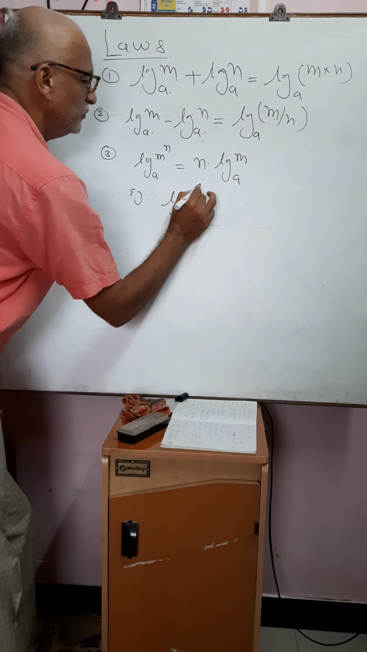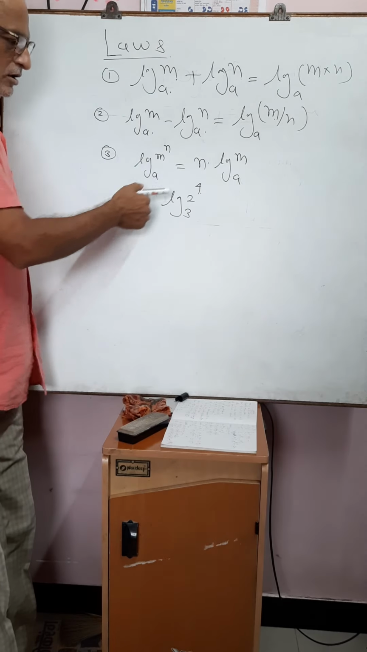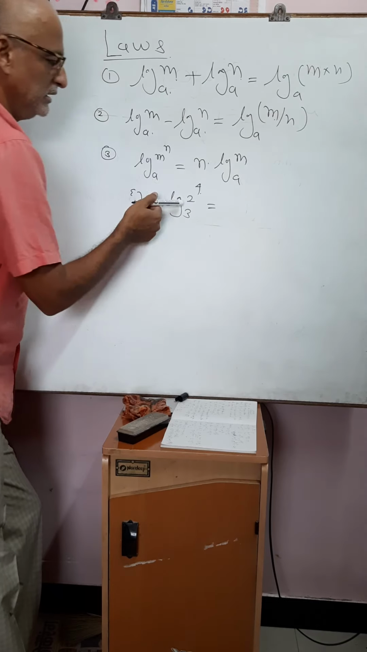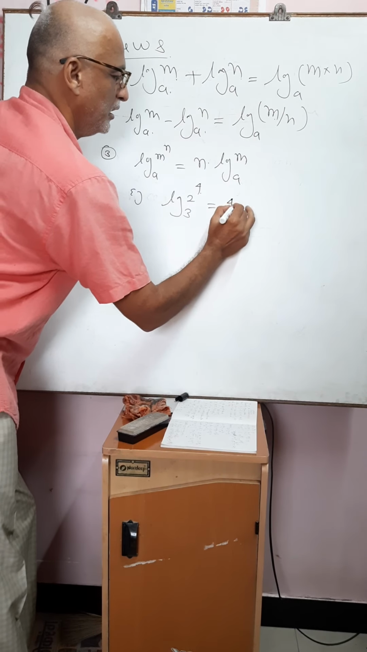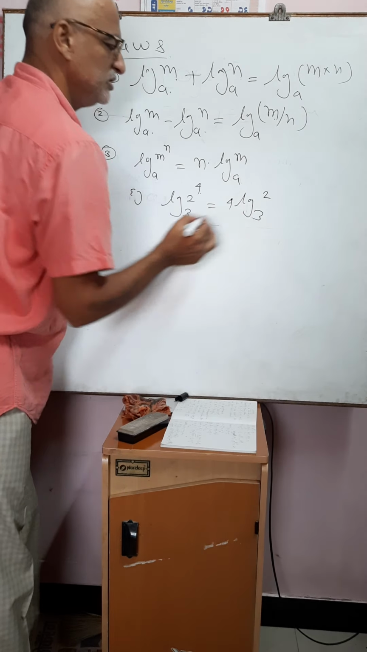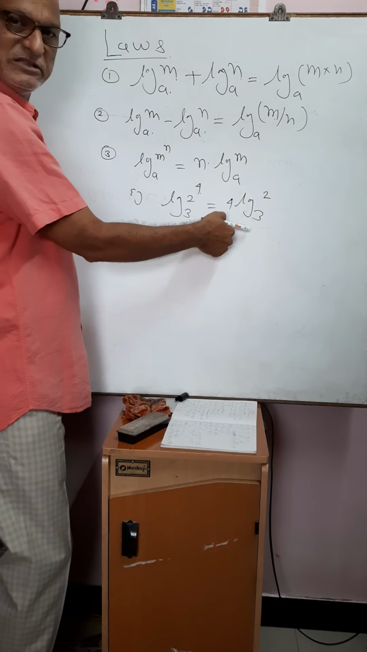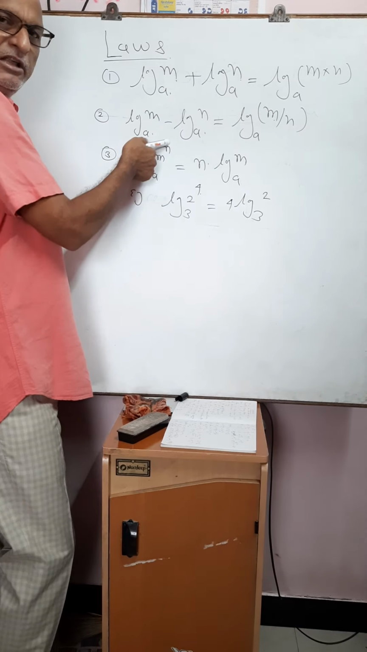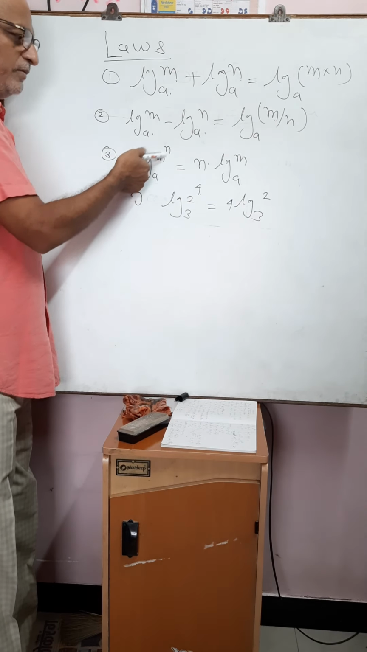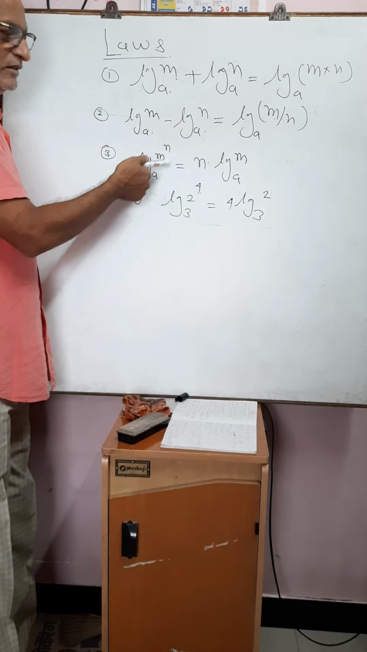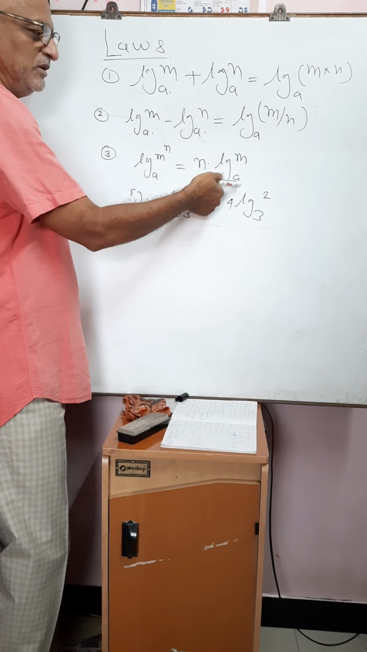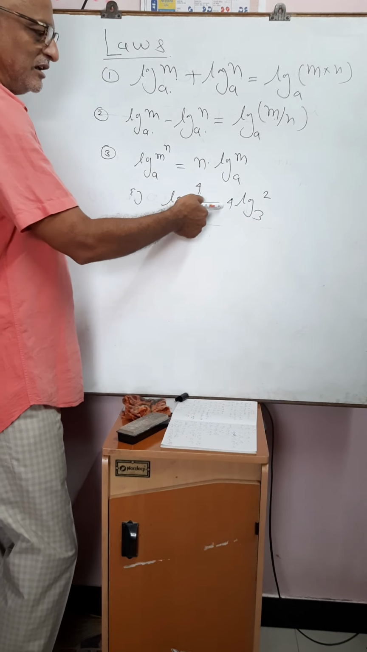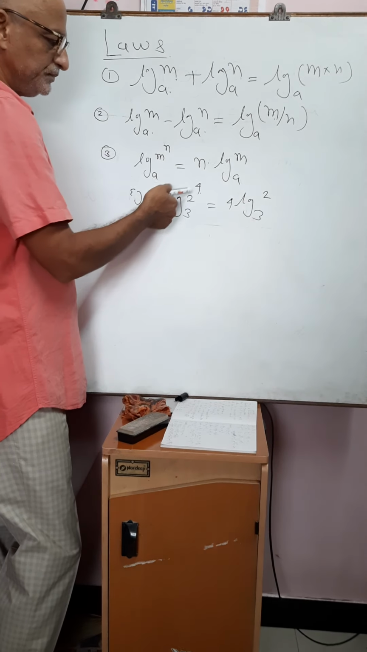log of 2 raised to 4 to the base 3, then this can be written as 4 into log of 2 to the base 3. See here, log of 2 raised to 4, that means log of m raised to n. What our third law says, log of m raised to n to the base a, that can be written as n into log of m to the base a. So here log of 2 raised to 4 to the base 3 can be written as 4 into log of 2 to the base 3.